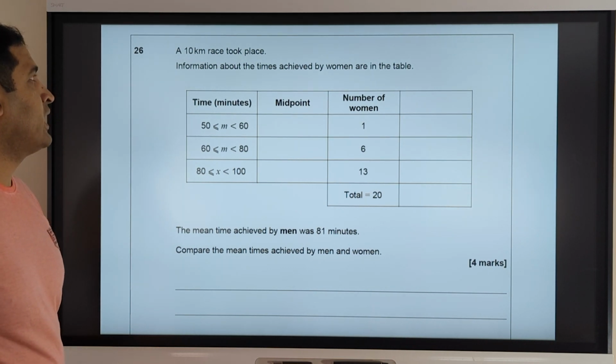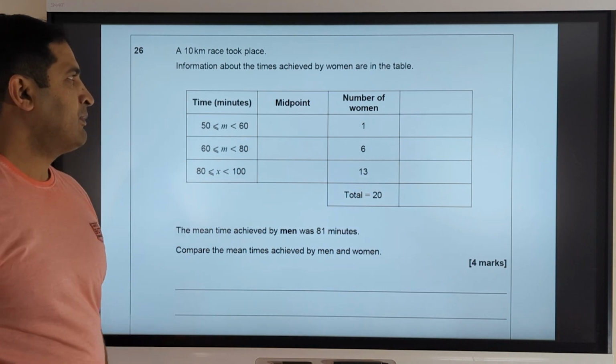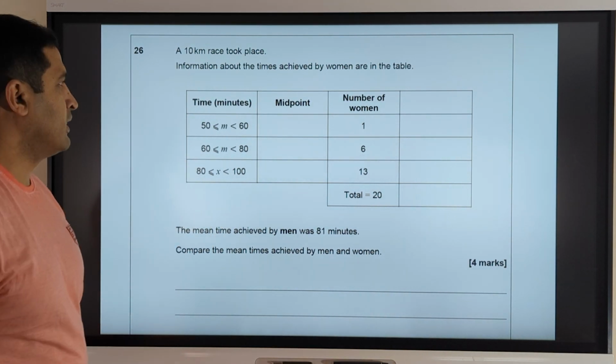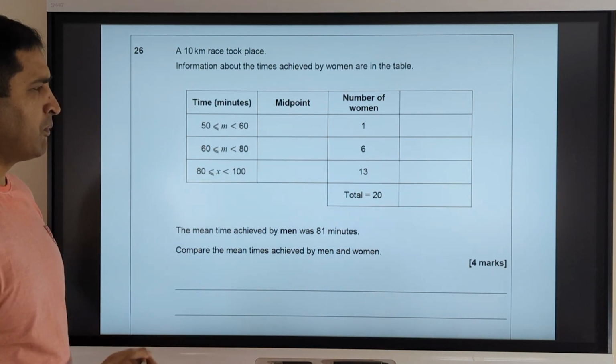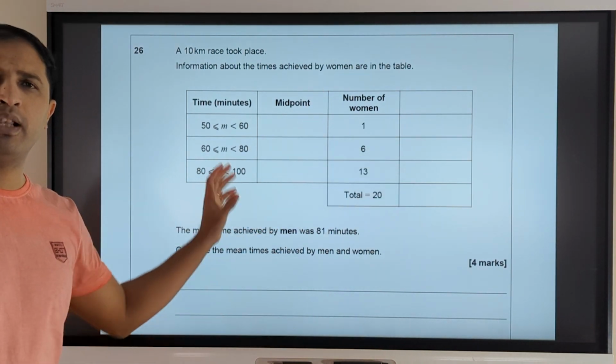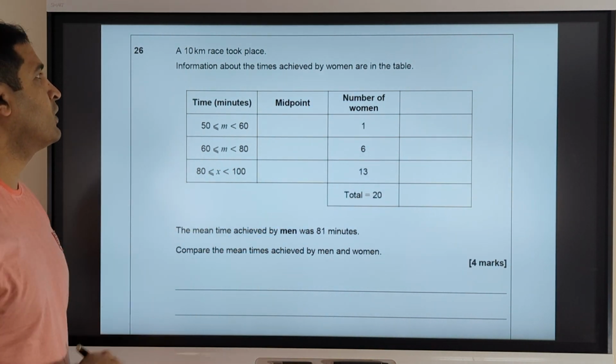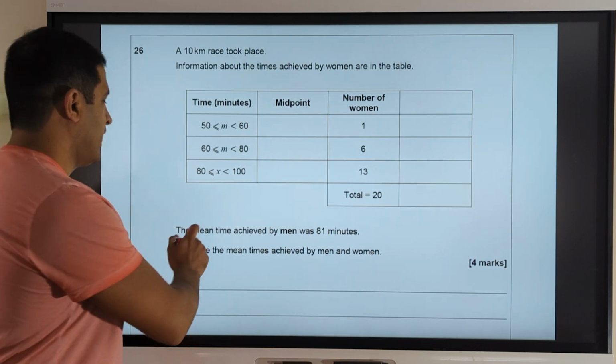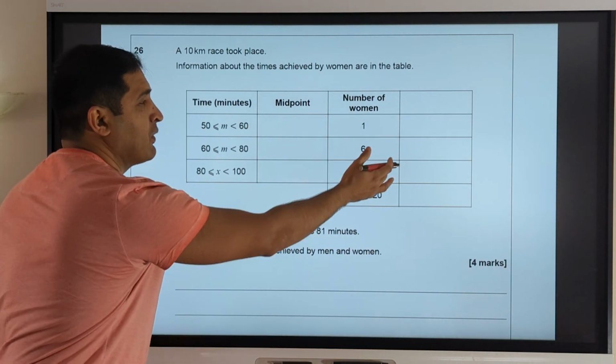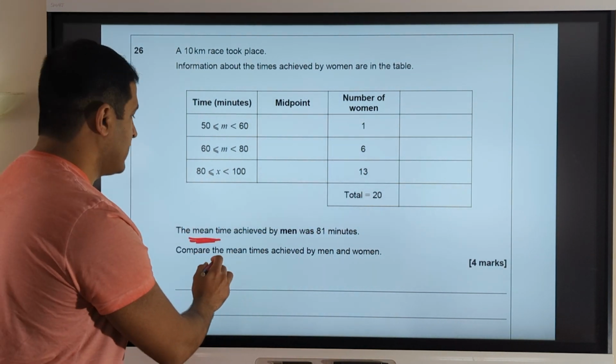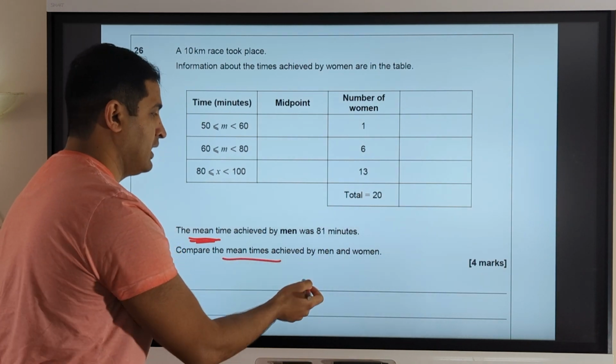A 10-kilometer race took place. Information about the times achieved by women is in the table here. So first we've been asked to do the midpoints. Everything's been worked out and labeled here. We're trying to work out the mean time for the women, because we're trying to compare the mean time for the men and the mean time for the women.